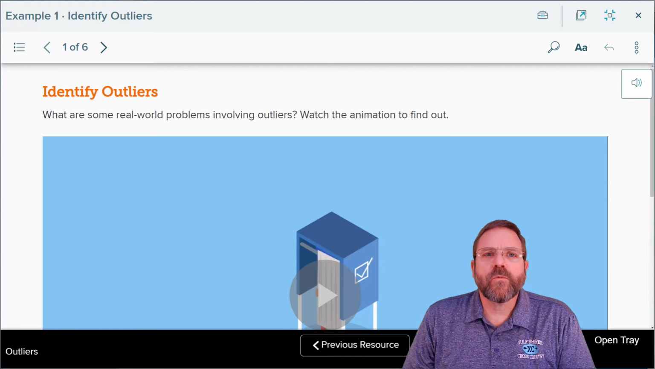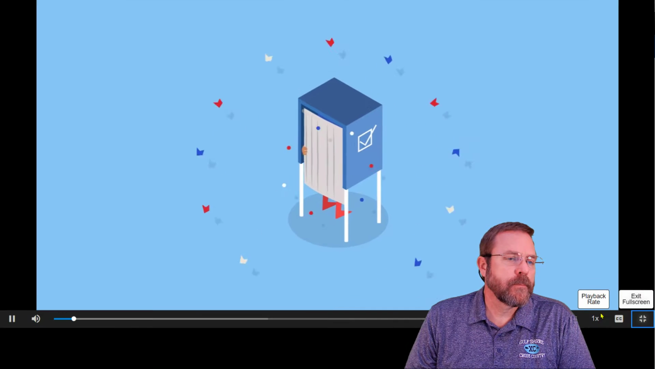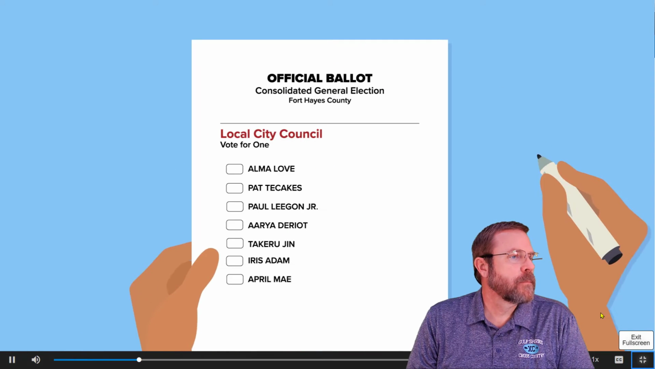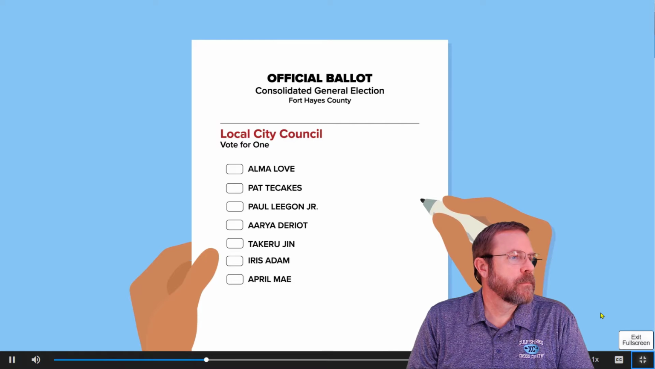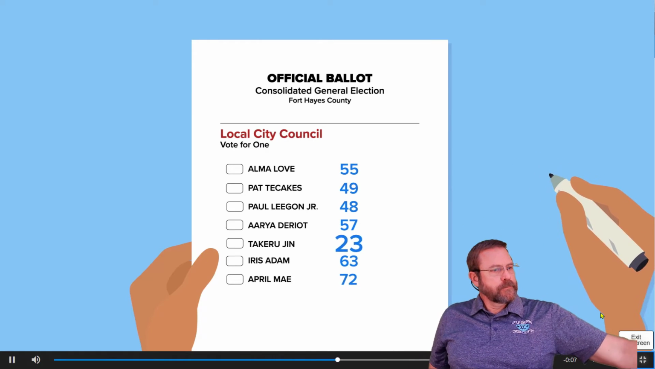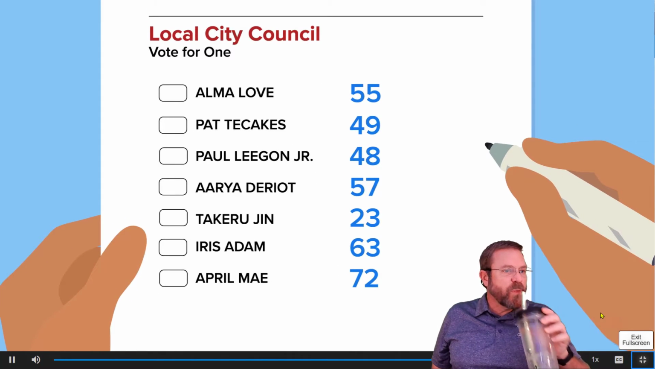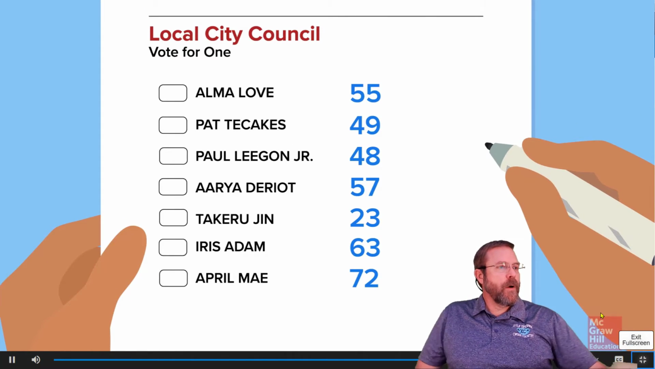Let's take a look at some real-world problems involving outliers. In an upcoming election, there are 7 candidates running for an open seat in the local city council. The candidates' ages vary from 23 to 72 years of age. Are any of these values outliers to the data set?